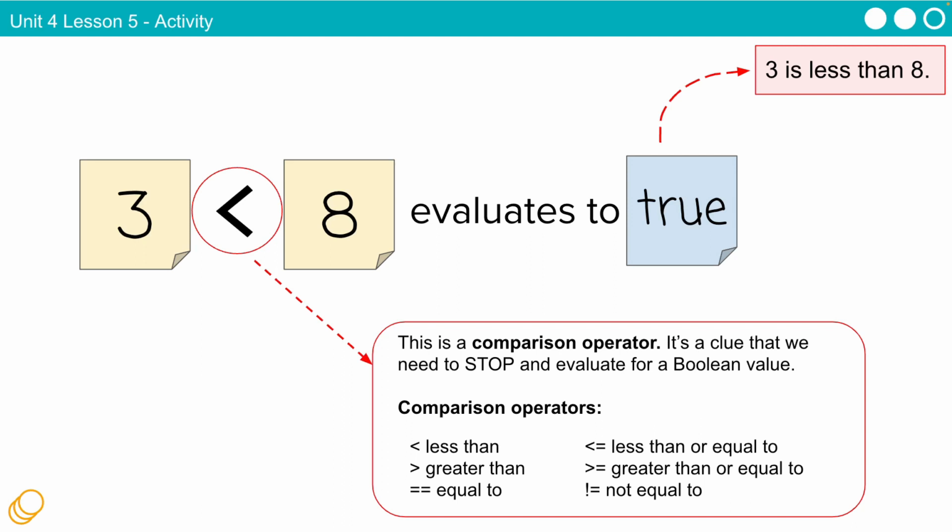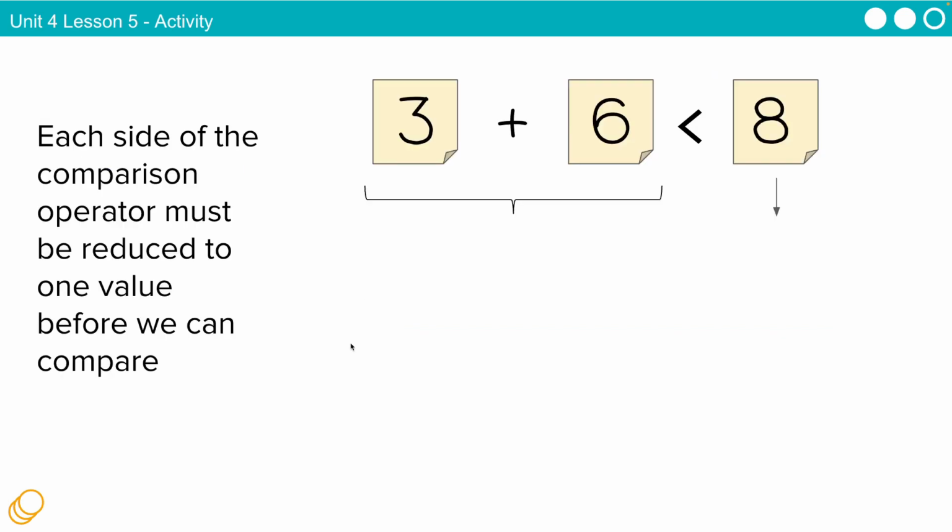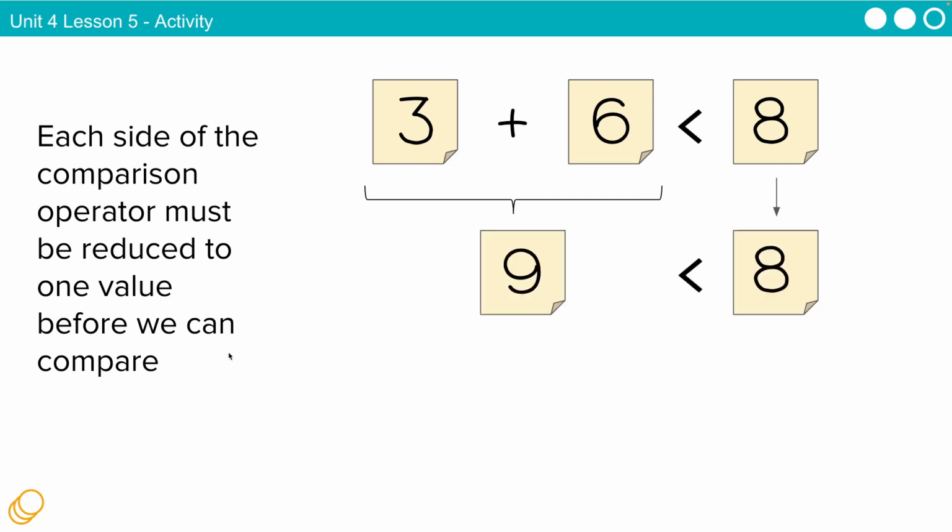And then the bang operator, that's the exclamation point. Basically, are these two things not equal? Each side of the comparison must be reduced to one value before we can compare. So 3 plus 6 is 9. Is that less than 8? No, it is not less than 8. 9 is not less than 8.